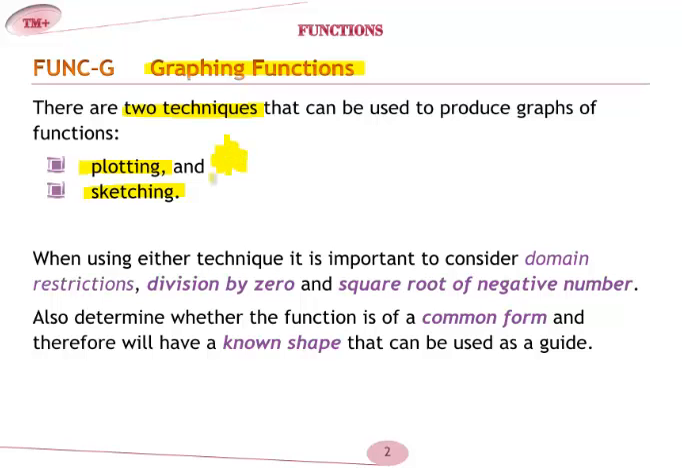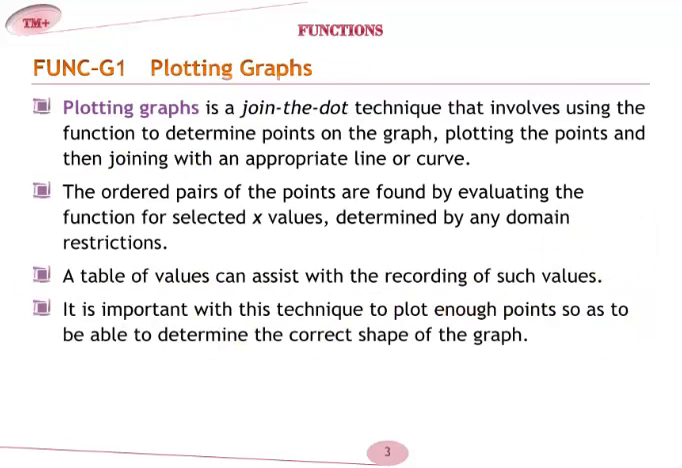Now, when using either technique, it's important to consider any domain restrictions, any division by zero because that's going to result in asymptotes, and any square roots of negative numbers because that's going to result in domain restrictions. Also determine whether the function is of a common form that we looked at in section Functions F, because that will help you because you'll know the known shape and you can use it as a guide, especially when we're trying to plot points.